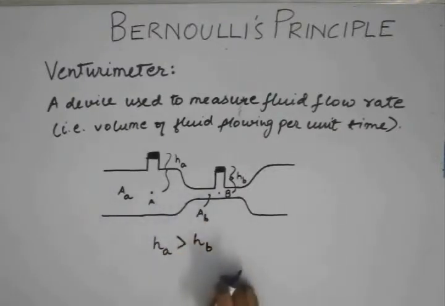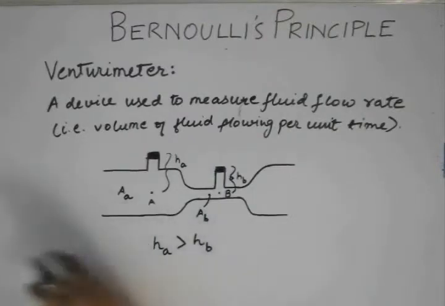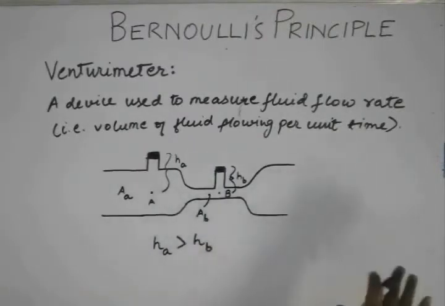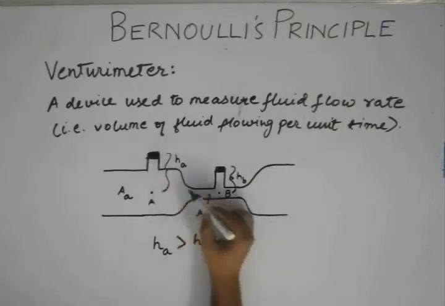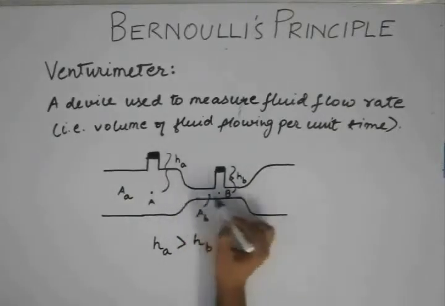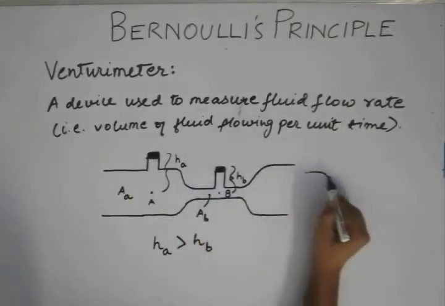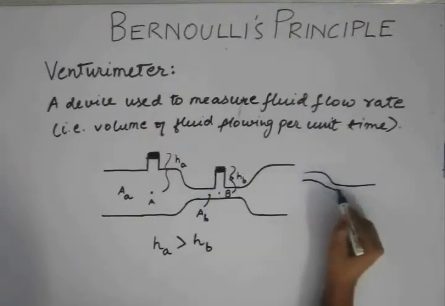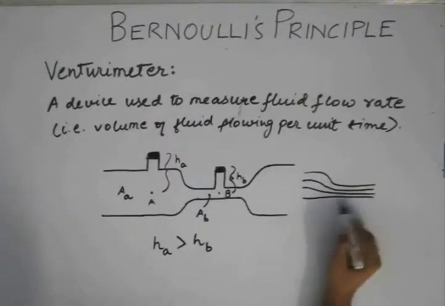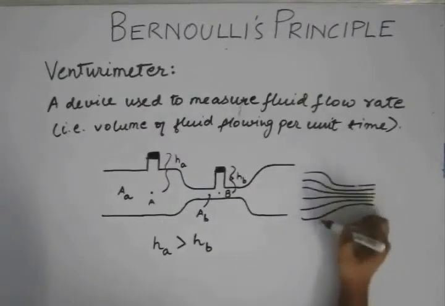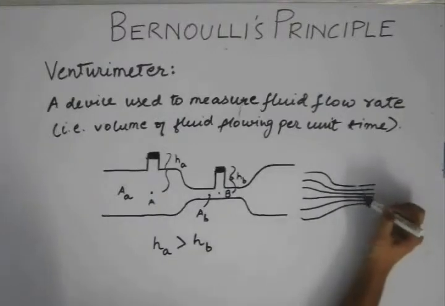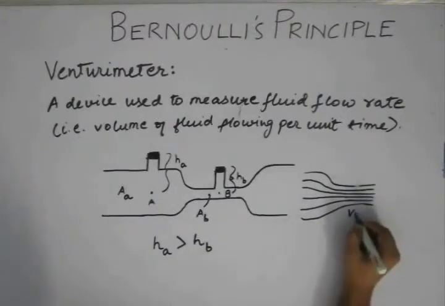Why is this going to be valid? If you remember, initially while talking about a channel getting narrow at some point and then expanding, we said that the streamlines get very close to this point. The streamlines look something like this. So the width of streamlines here narrows down. When streamlines get closer, velocity increases.